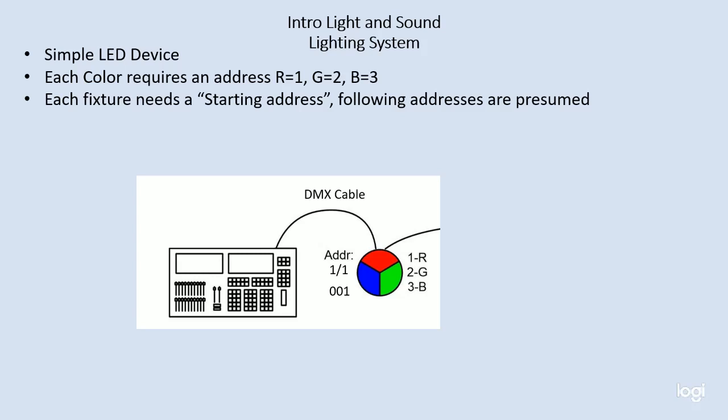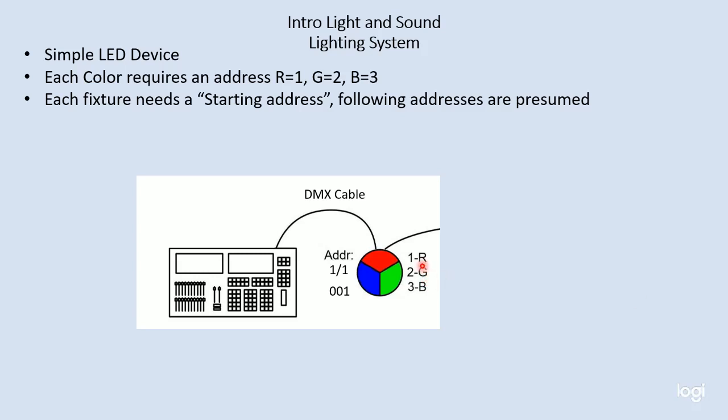Okay, so now let's talk about a simple LED device. Let's add that into the mix, right? So if I have a color changing LED, that LED has three different colors in it: red, green, and blue, the primary colors of light, and that's what's used to go ahead and create whatever color we might want, right?